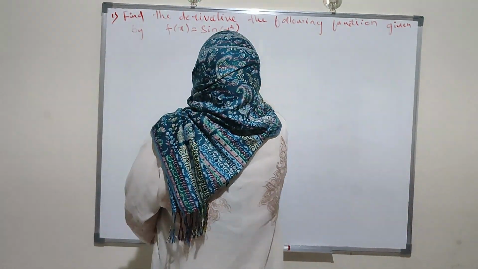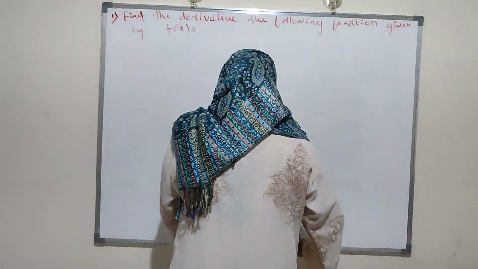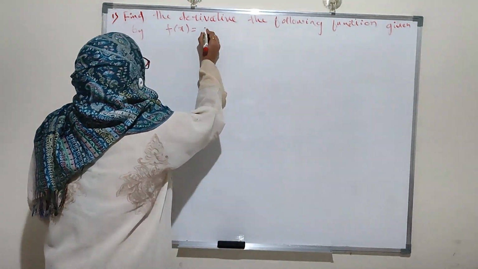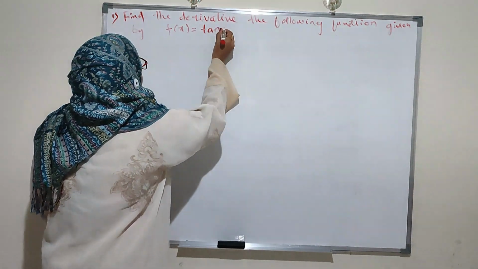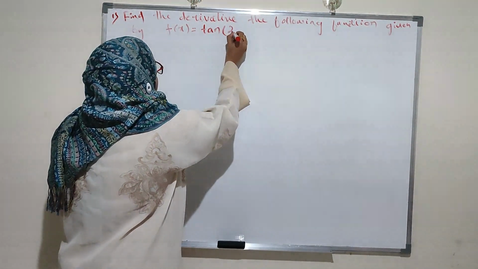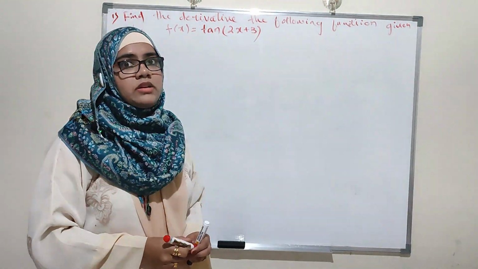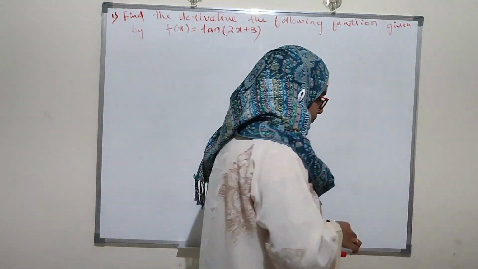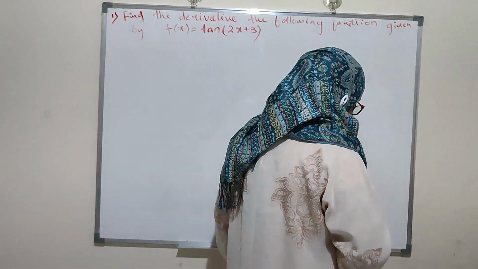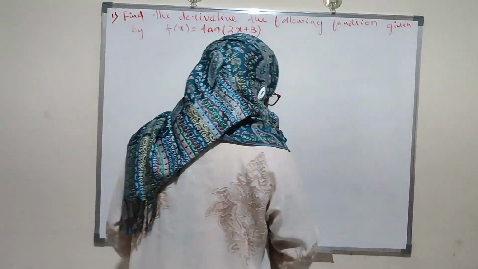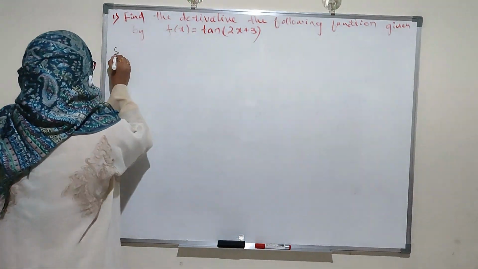Find the derivative of the following function, and the function is given to you as f of x is tan of 2x plus 3. The function is given to you as tan of 2x plus 3. Right, solution.